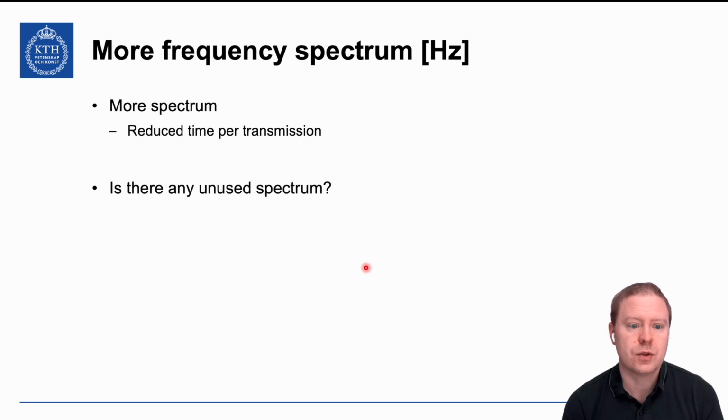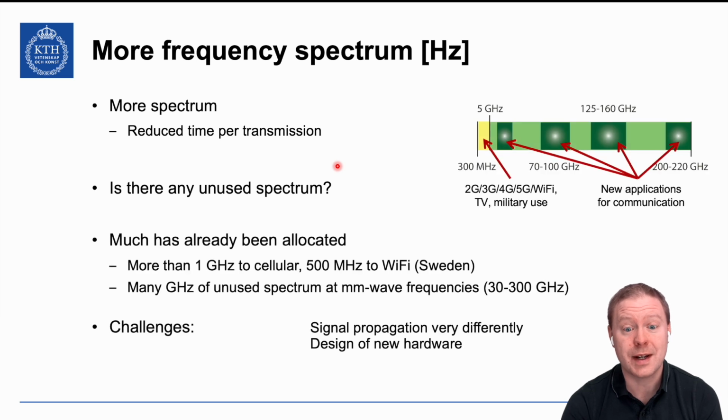The third factor was the frequency spectrum, measured in hertz. So we would, of course, like to have more spectrum, because then we can make these intervals that we have for every sequence of zeros and ones become smaller and smaller. More bandwidth, they become shorter. Can we find more frequency spectrum to use for wireless communication? Well, typically the frequency bands that are useful for long-range communication are between 300 megahertz, maybe up to 5-6 gigahertz.